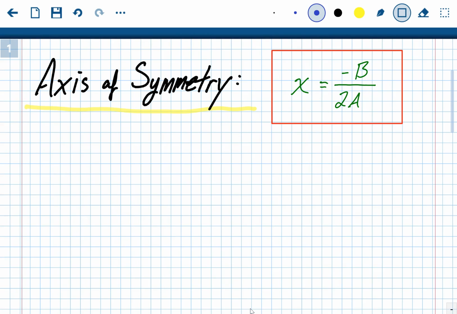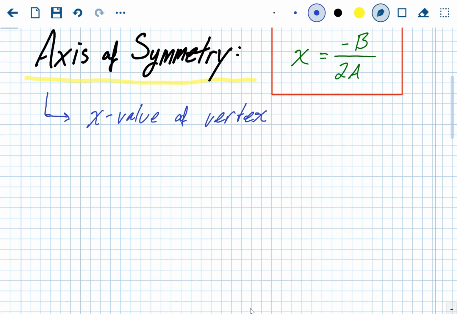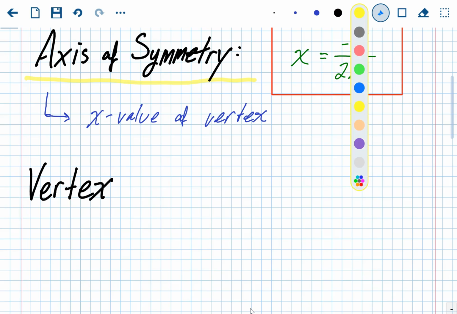But that's the axis of symmetry. Remember what the axis of symmetry is. It's also the x value of the vertex. So if you have the formula for the axis of symmetry, you also have the formula for the x value of the vertex. Well, if you have the x value of the vertex, you're halfway to finding the full vertex. If you have the x value, you just need the y value. And whenever you have an x value and need a y value, you just plug that value in.